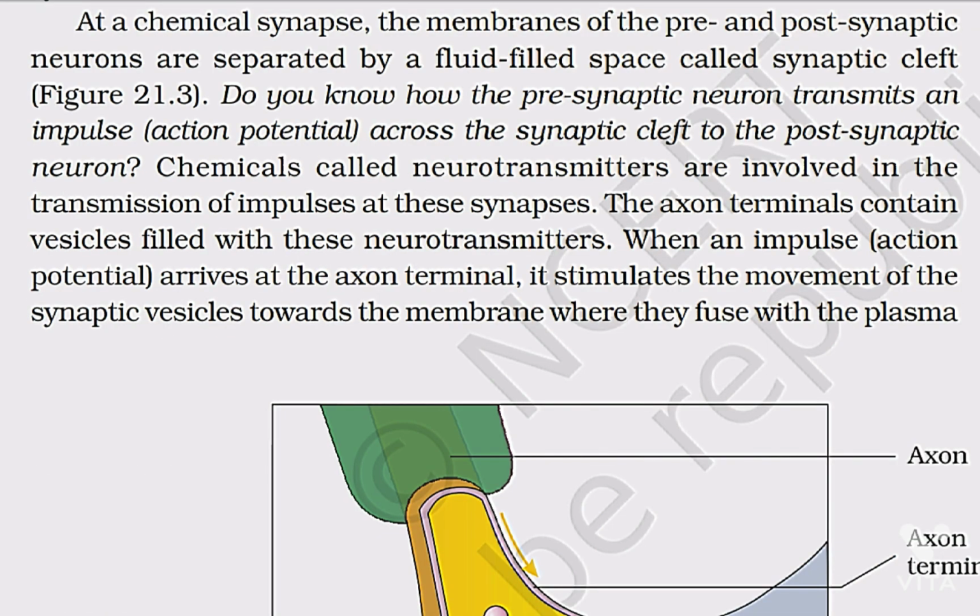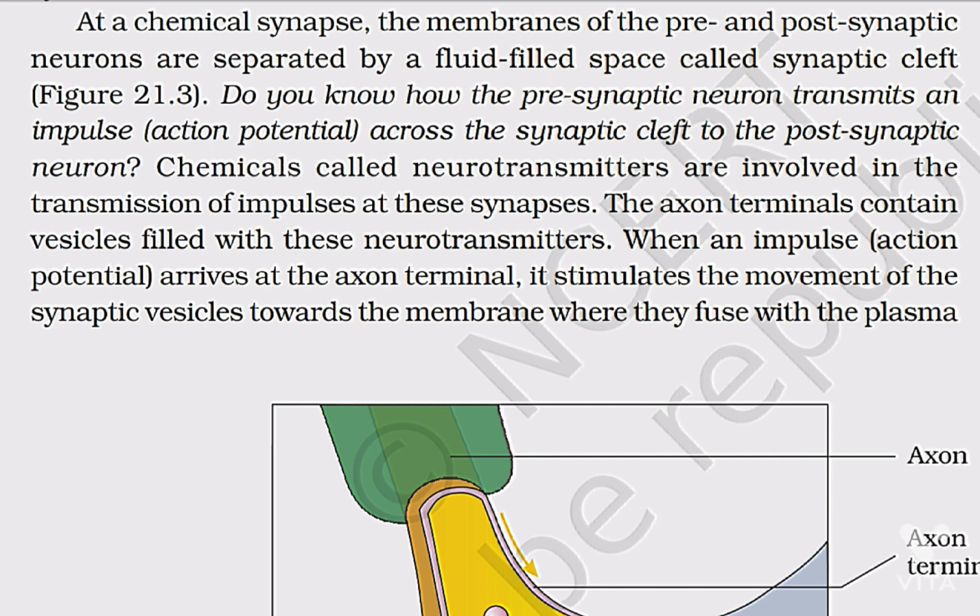At a chemical synapse, the membranes of the pre and postsynaptic neurons are separated by a fluid-filled space called synaptic cleft. Figure 21.3. Do you know how the presynaptic neuron transmits an impulse (action potential) across the synaptic cleft to the postsynaptic neuron? Chemicals called neurotransmitters are involved in the transmission of impulses at these synapses. The axon terminals contain vesicles filled with these neurotransmitters.